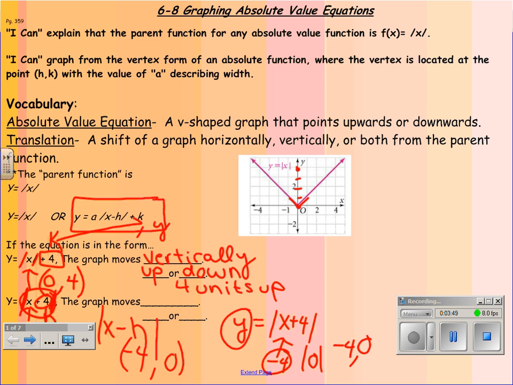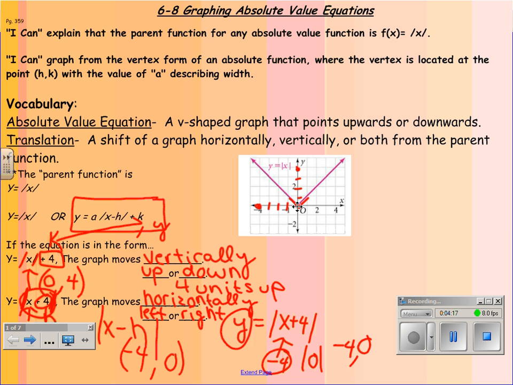So that coordinate, we're going to concentrate on the vertex. The vertex is always going to be a point. So the shift then here would go 1, 2, 3, 4. So it would be at (negative 4, 0). So that's going to be moving horizontally. And instead of up or down, you may have guessed it, we're going to shift left or right.